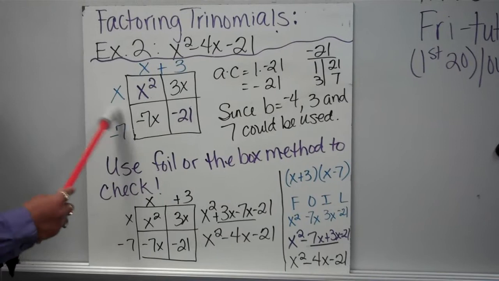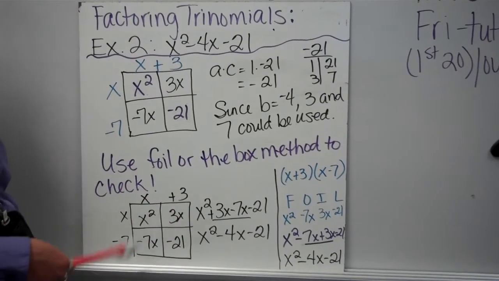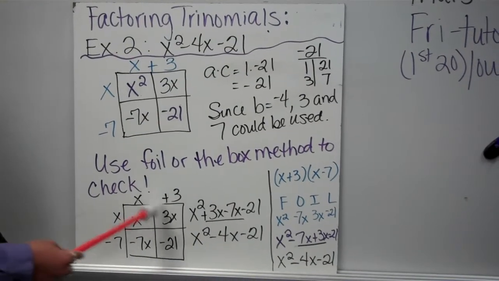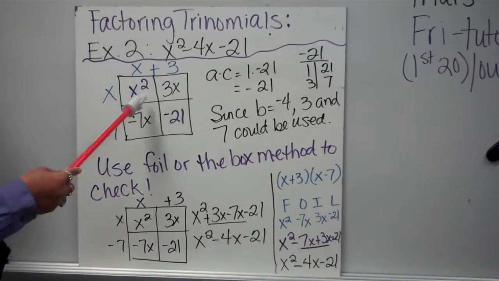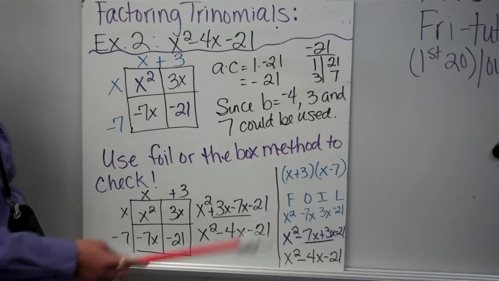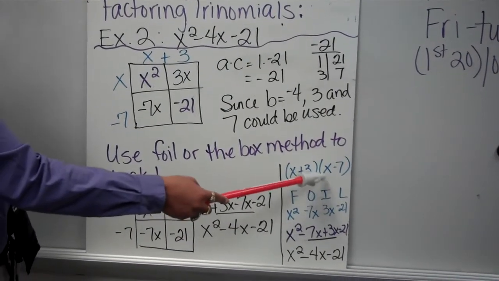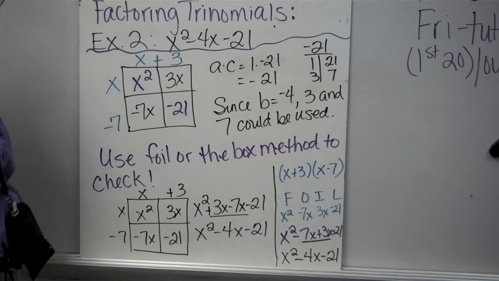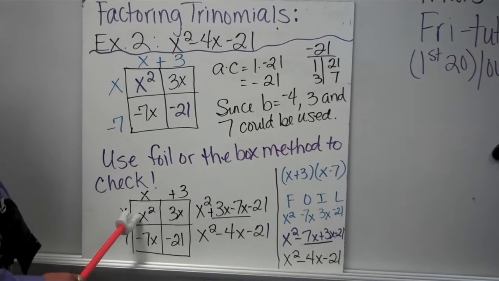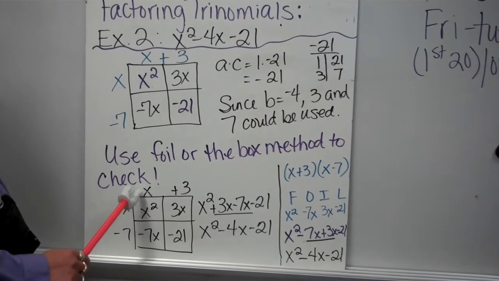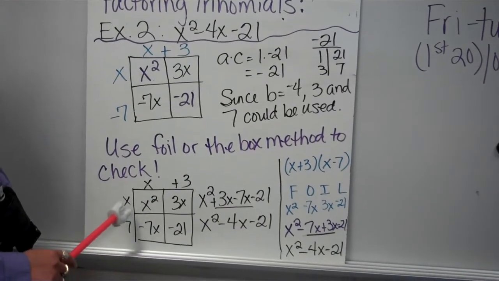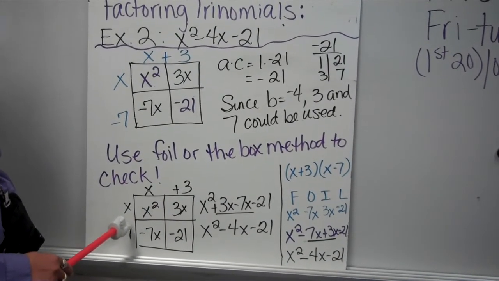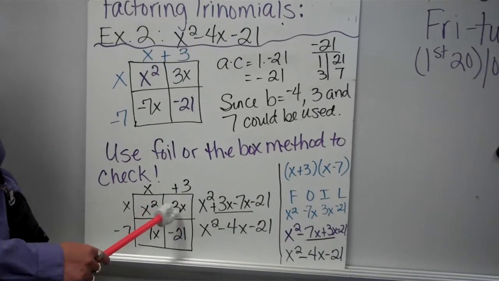To check to see if I got the right answer, because I have x plus 3 times x minus 7, I can do the box, putting these numbers on the top and along the side and checking to see if these come out just like this one, or I can use FOIL, x plus 3, x minus 7, to see if my answers come out right. And they do. They all check out because x times x is x squared. Negative 7 times x is negative 7x. Negative 7 times 3 is negative 21. And x times 3 is 3x.